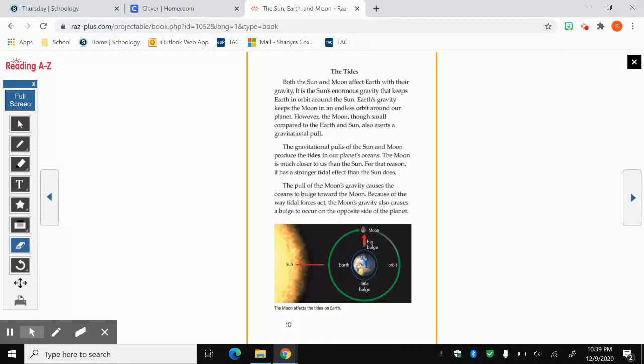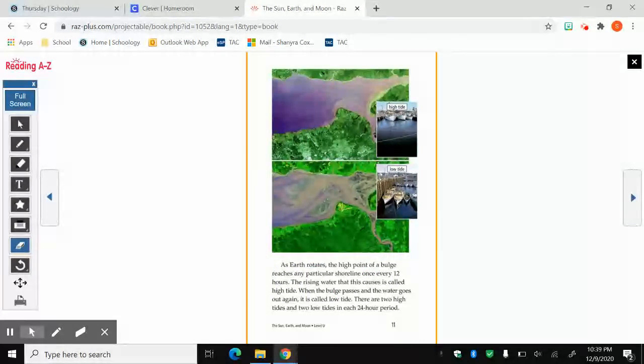The moon is much closer to us than the sun. For that reason, it has a stronger tidal effect than the sun does. The pull of the moon's gravity causes the oceans to bulge towards the moon. Because of the way tidal forces act, the moon's gravity also causes a bulge to occur on the opposite side of the planet. As Earth rotates, the high point of a bulge reaches any particular shoreline once every 12 hours.